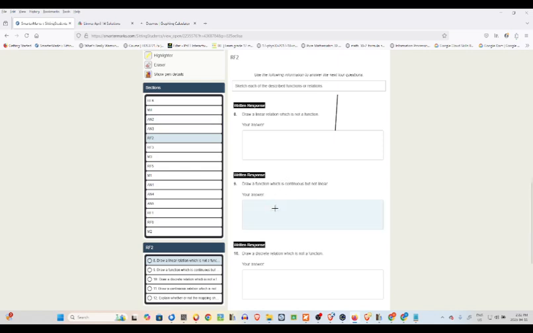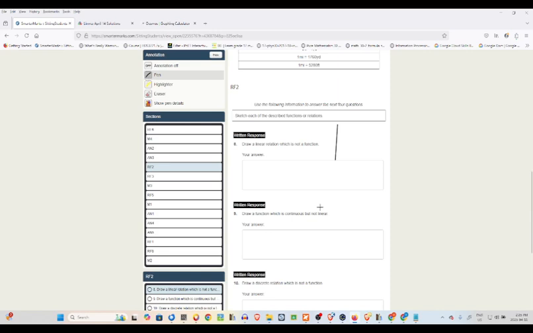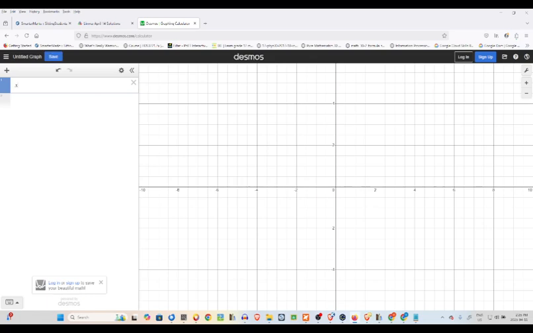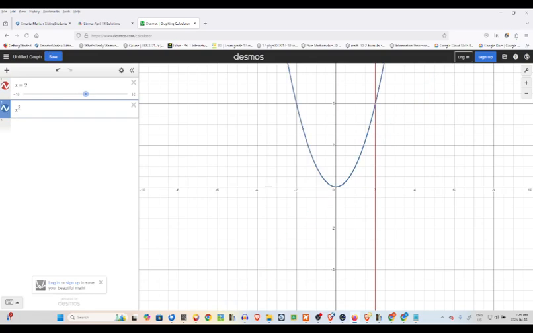When Desmos finishes loading, we'll come back to it. Continuous but not linear could be any smooth curve, but it actually has to curve. So something like this is continuous but not linear. Discrete relation, which is not a function. So discrete relation means we have a collection of points. If it's not a function, that means 2 distinct points share an x value. So here, x equals 2 is linear, but not a function. X squared is a non-linear function.